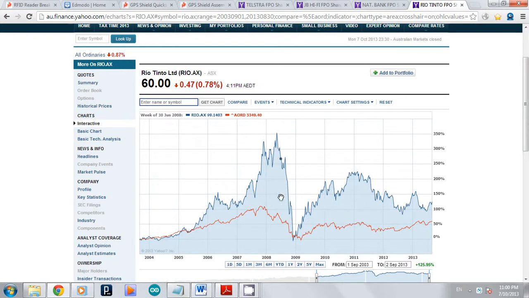You'll probably notice with most of these that you have a spike there. That's just before the global financial crisis. And you have a dip there. So for most of these companies, that's going to be a good time to buy. Sorry, a good time to sell because the price is high. And that's going to be a good time to buy. Okay, so that's all pretty straightforward.